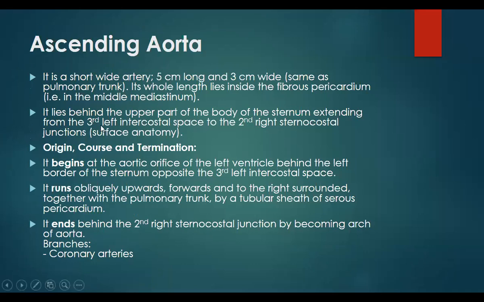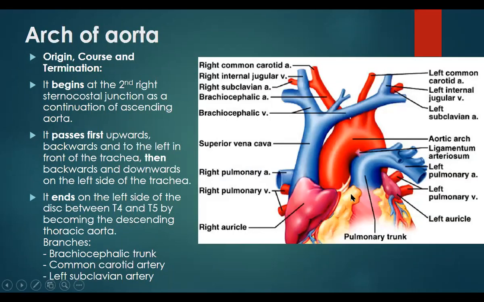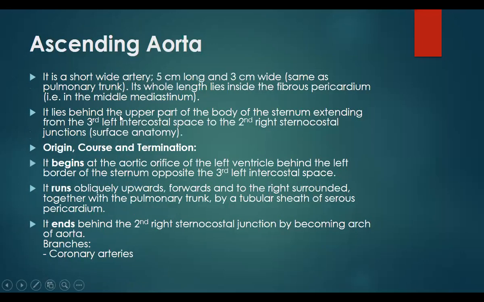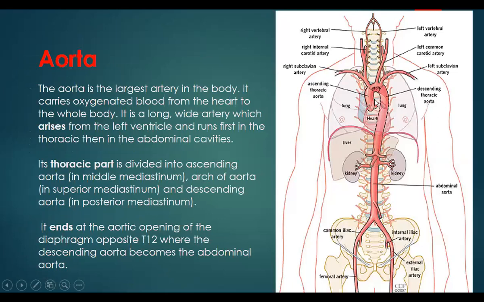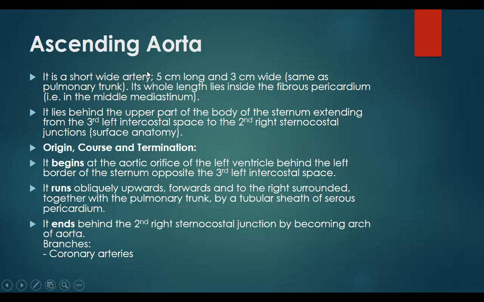So it begins from the left side and goes toward the right side, because as you can see here, the aorta will be oblique. It begins from the left side and goes toward the right side near the superior vena cava. So if you see here, it begins from the third left intercostal space and ends at the second right intercostal space. Okay, because it is obliquely placed. As you can see here, it is obliquely placed like this. Okay, so this is how you can mark it on the surface. This is called surface anatomy.